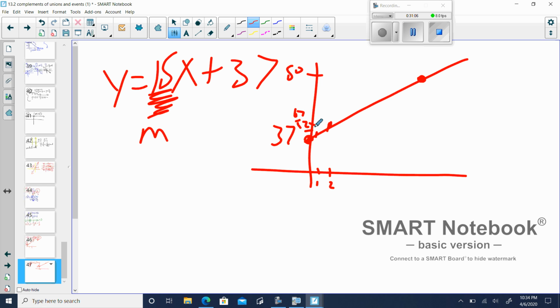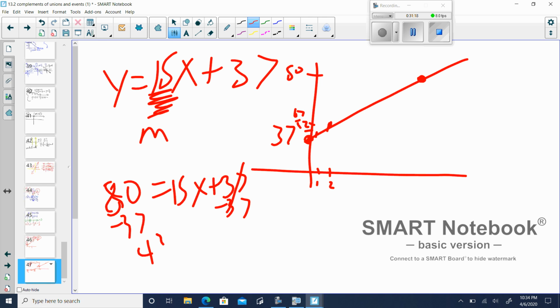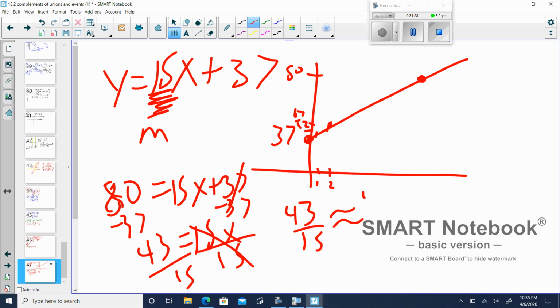So how many chirps will the cricket make in 15 seconds if the temperature is 80 degrees? Well, y is equal to 80. So 80 is 15x plus 37. Take 37 over, so 43 equals 15x, divided by 15. You know what that is? That's not quite going to be 3, but 43 over 15 is kind of close to 45 over 15. So it's going to be approximately 3 chirps in 15 seconds, approximately. Okay, 24.